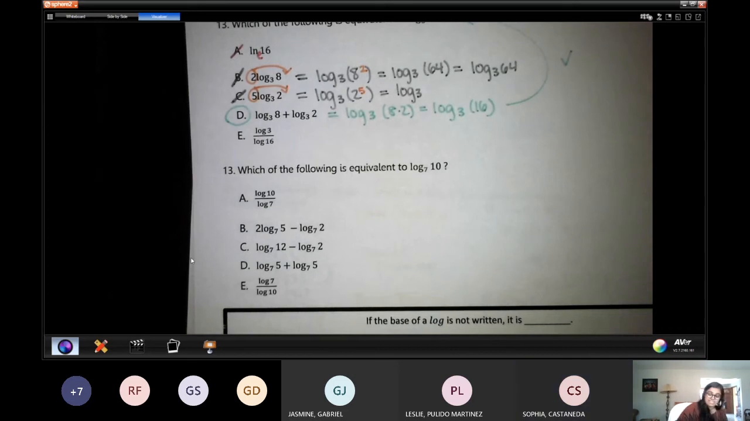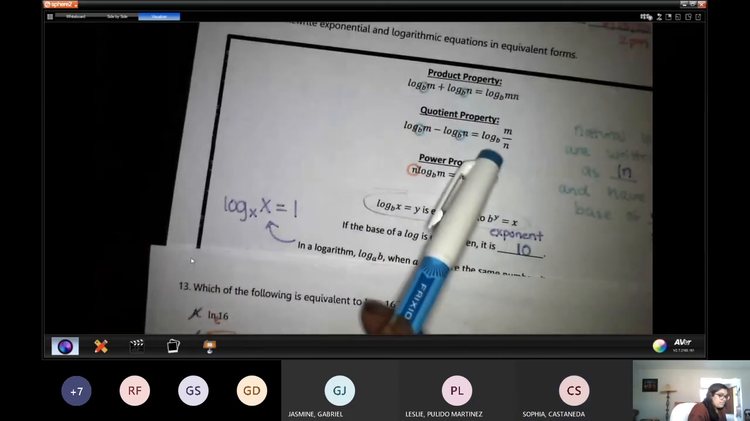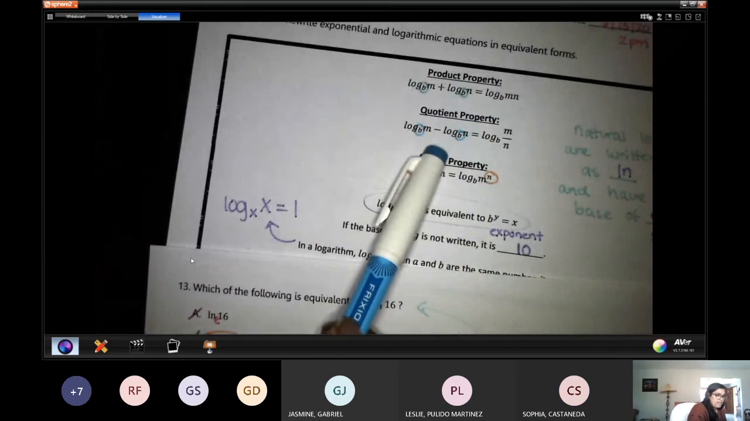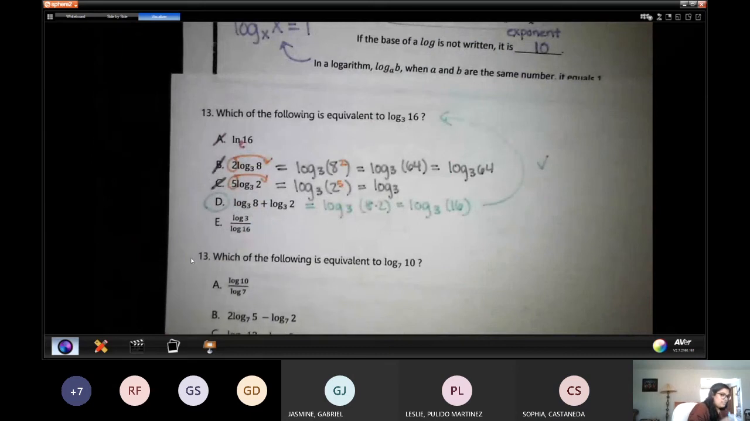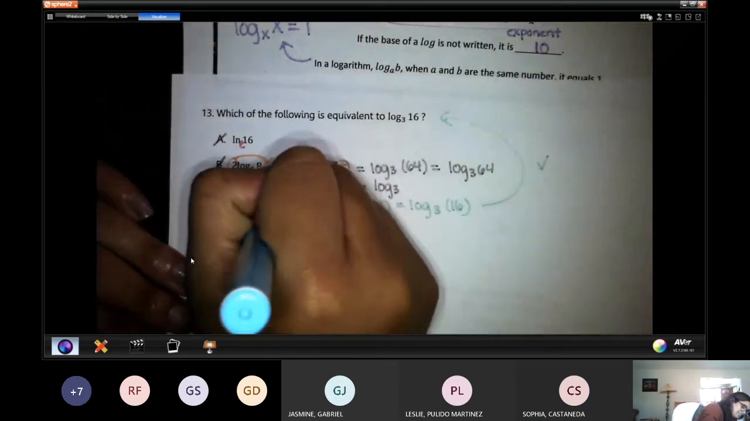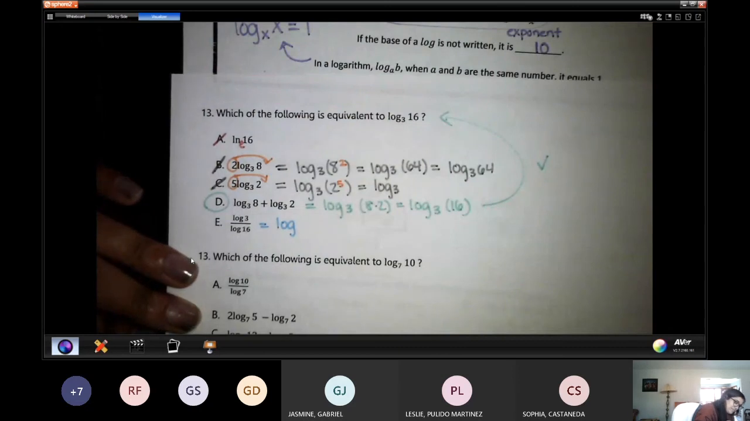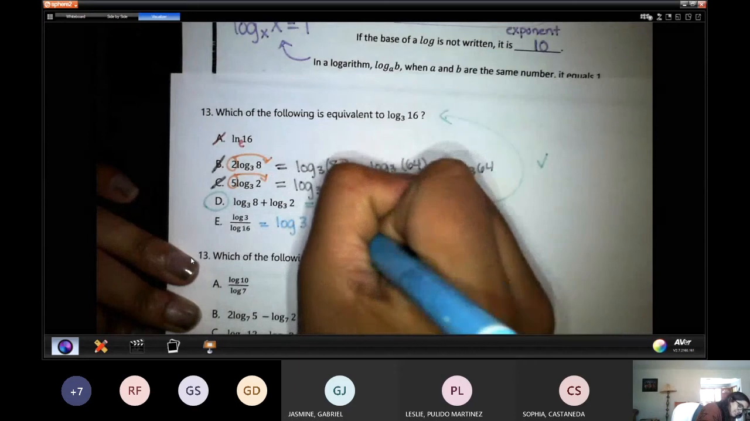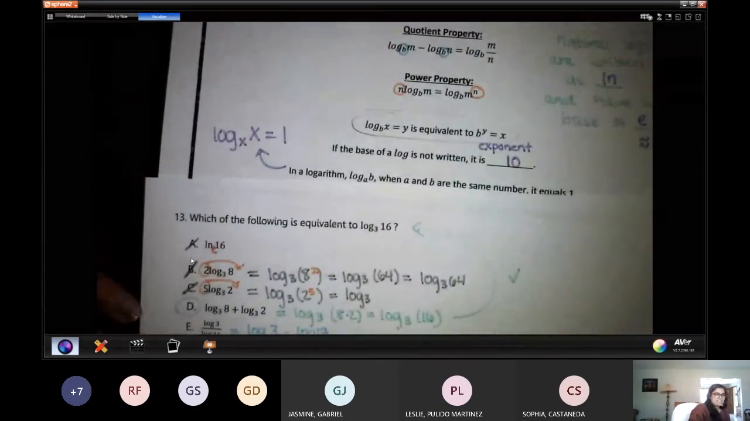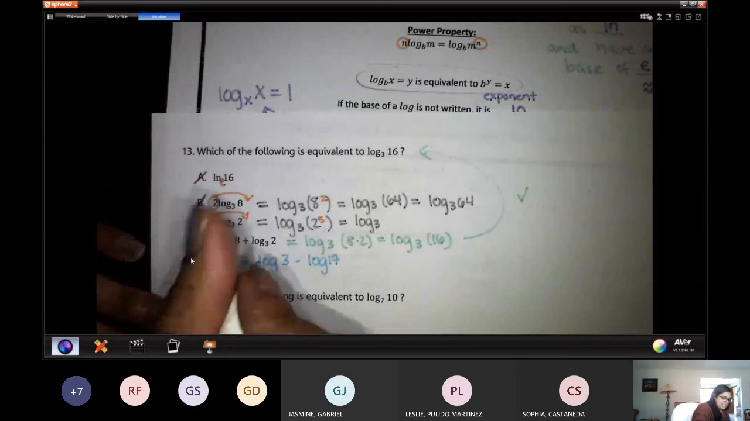So for E, what I would do is that's a quotient, right? With the quotient property, you can go backwards. So basically, if you wanted to go backwards, you could rewrite this as log of 3 minus log 17. And you'd realize that this doesn't make any sense. It doesn't connect with this in any way. So that's why it wouldn't be an answer.